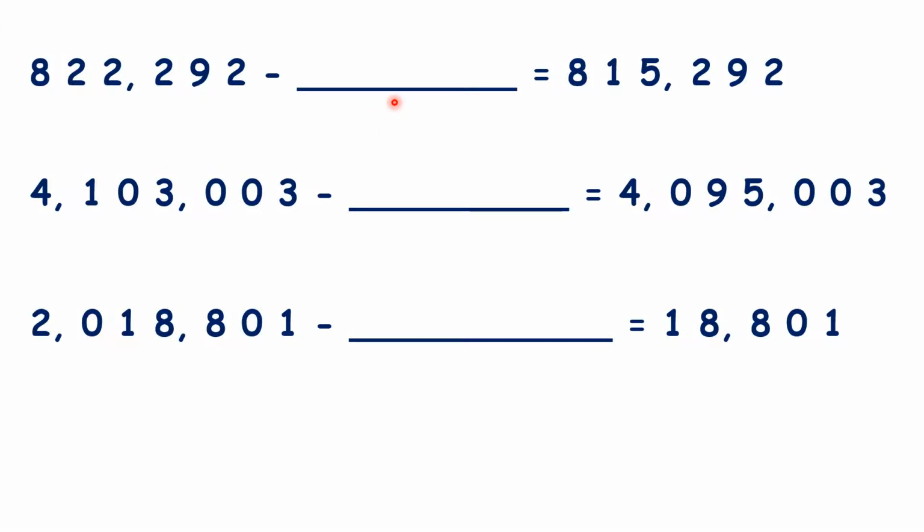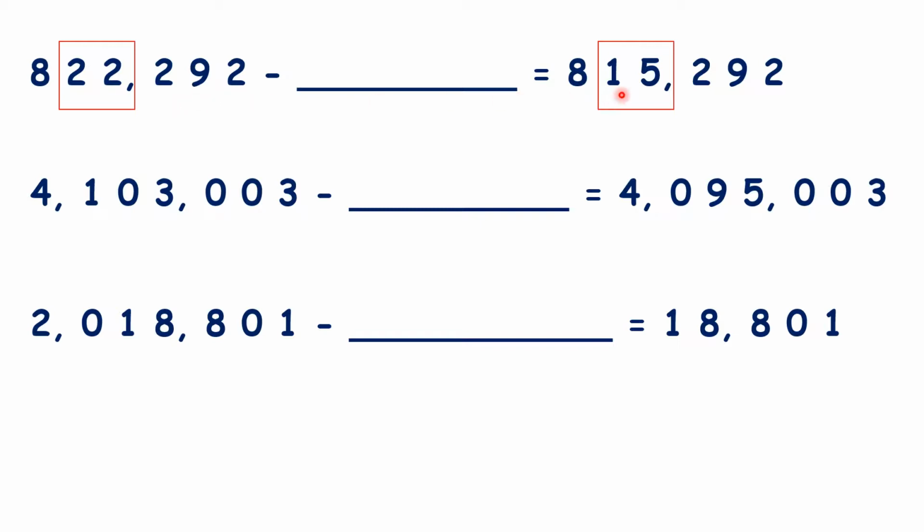So here we have some missing number subtractions. Now we might already know how to solve these using column subtraction, but let's see if we can solve them mentally. So for this first question, the 100,000s digit is the same, and the digits in the hundreds, tens and units are also the same.